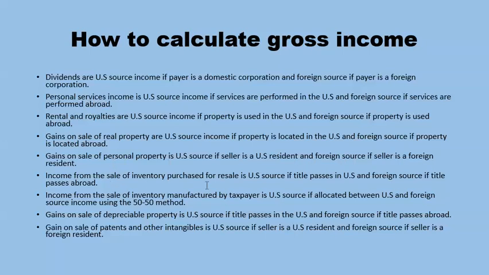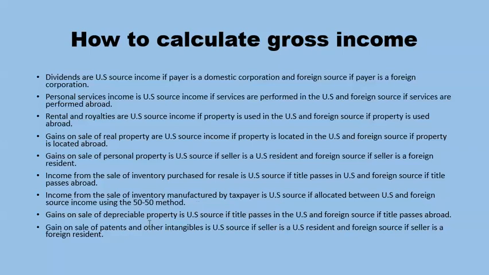Income from the sale of inventory purchased for resale is US source if title passes in the United States, and foreign source if title passes abroad. Income from the sale of inventory manufactured by the taxpayer in the United States is allocated between US and foreign source income using the 50-50 method.